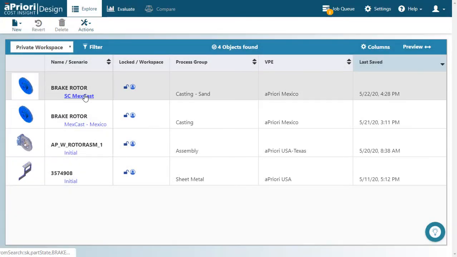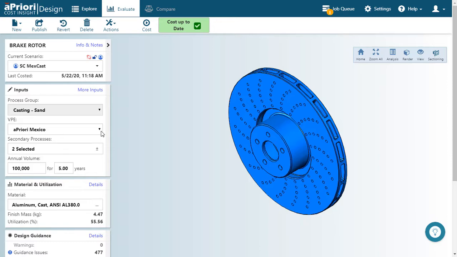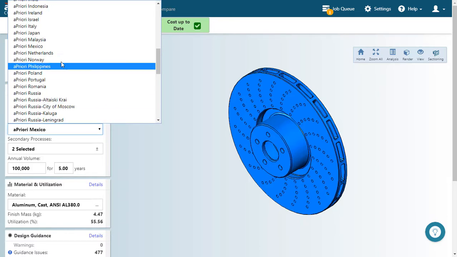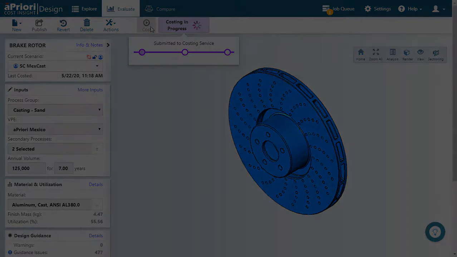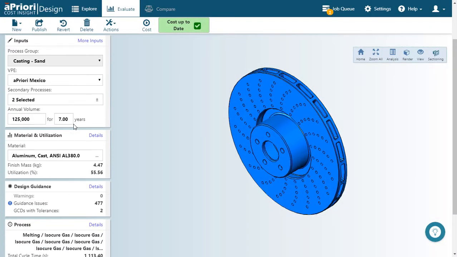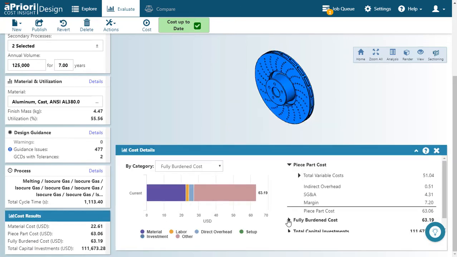First of all, how much should I be paying for my brake rotor at Mexcast today? I know what I am paying now, but that's old news. I need to understand how much it should cost, what processes and machines are required, and the cycle times, so I can start to shortlist potential suppliers. Making this assessment within a few minutes means I can also evaluate the same criteria for my other suppliers or other manufacturing regions.